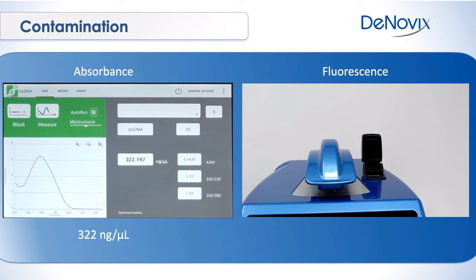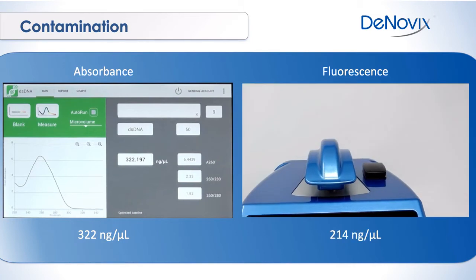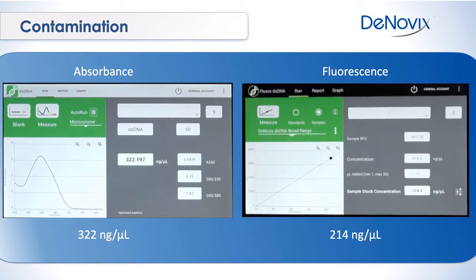If we take that same sample and we run it by fluorescence, we put our little PCR tube in, hit measure, and the concentration here is 214 nanograms per microliter. And remember, this is the same sample. And we look at the absorbance on the left hand side, and it looks like a great sample. It's a nice trace. There's no clue about other contaminating peaks, but obviously there's a big difference in concentration.